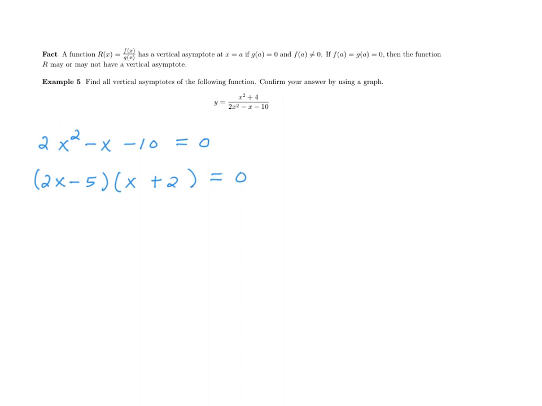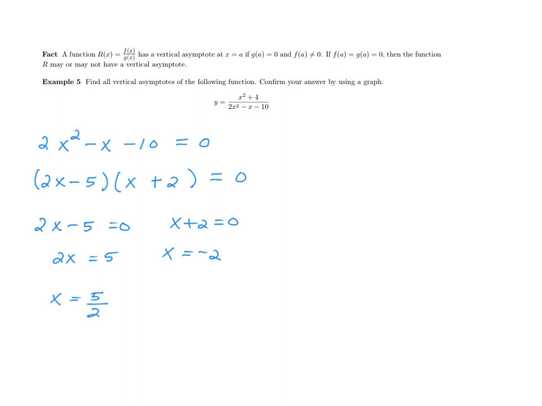All right. So I'm going to check to see where each of these factors is 0. This one is where 2x is equal to 5, so x is 5 halves. That could potentially be a vertical asymptote. And this other one is at negative 2. These two numbers make the denominator 0. If the numerator is not 0 for these two numbers, these are both vertical asymptotes.